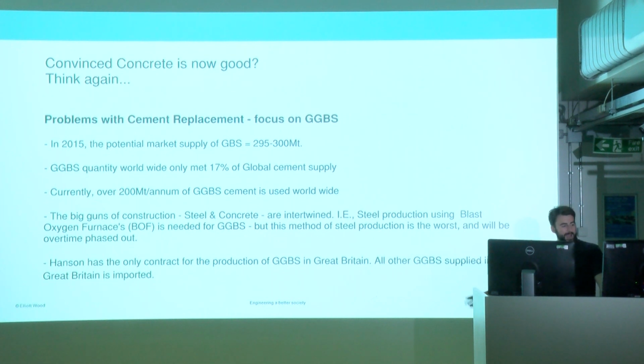Then where does GGBS and PFA come from? It actually comes from steel production of blast oxygen furnaces. That's for GGBS. And PFA comes from the coal industry. So both of those are really bad carbon emitters. And you just think, okay, you're saving carbon from one side for your product, but there's had to be quite a lot of carbon emissions associated with it in the first place. So it's not the saving grace that we wish that it was. There are other ways of saving or reducing carbon emissions in concrete.